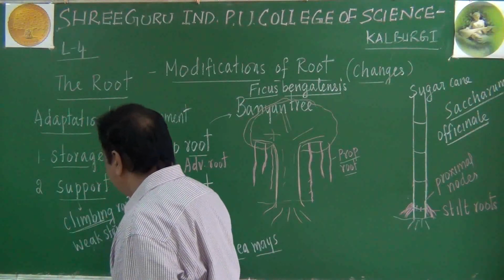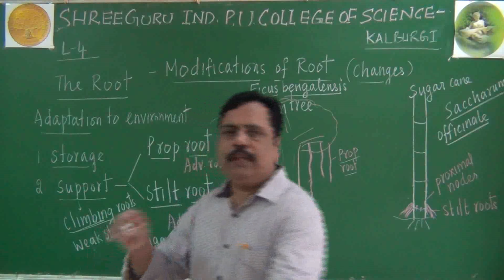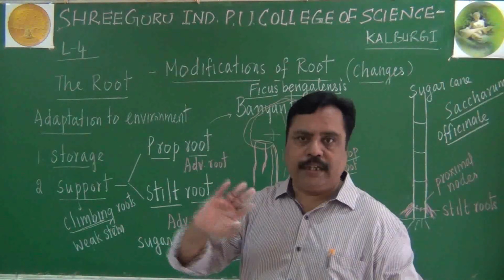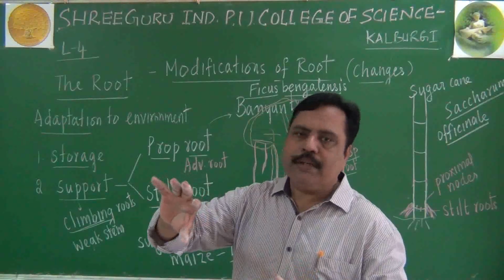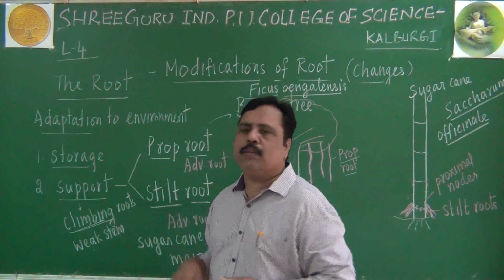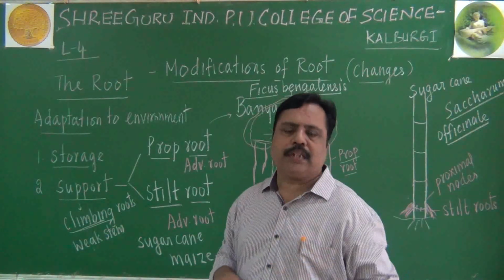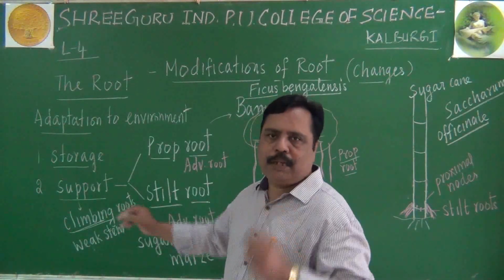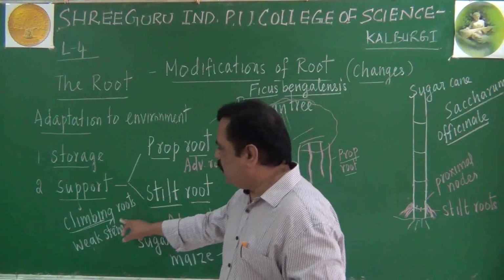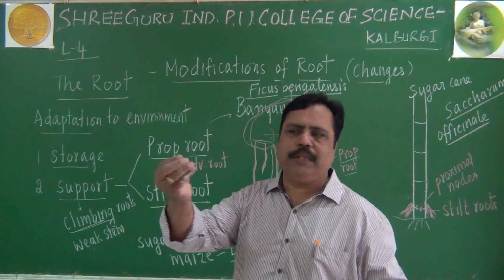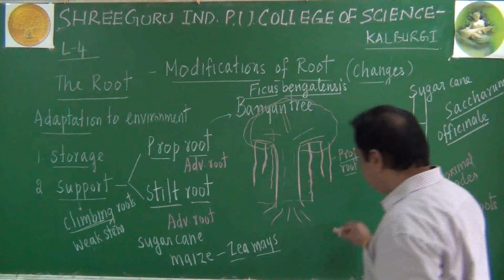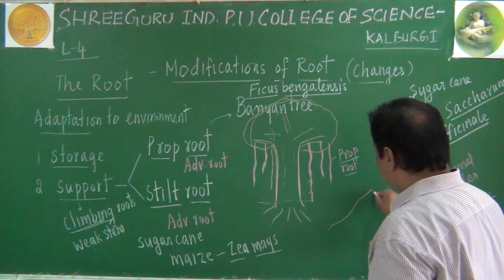The plants having weak stem will produce some roots from the nodes only, not from the radicle. They will help for holding the support. In a previous class also I would have told you, in grape vines or grape plant, even in the case of jasmine or pepper plant, the stem will be weak. Weak stem will be there.